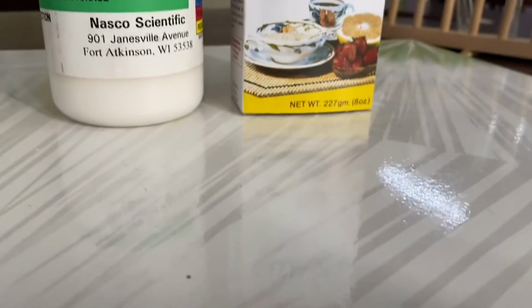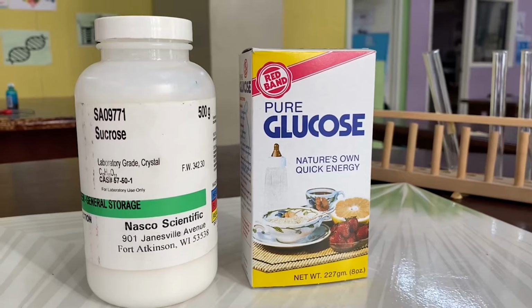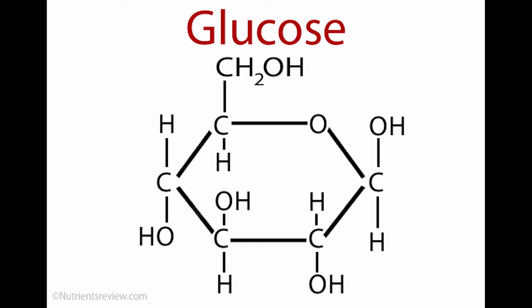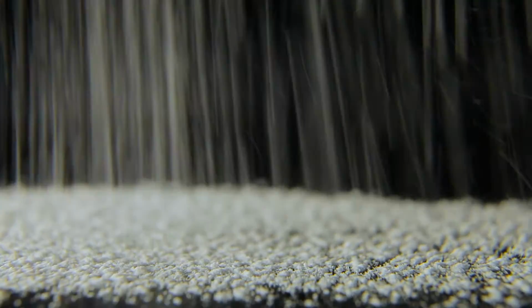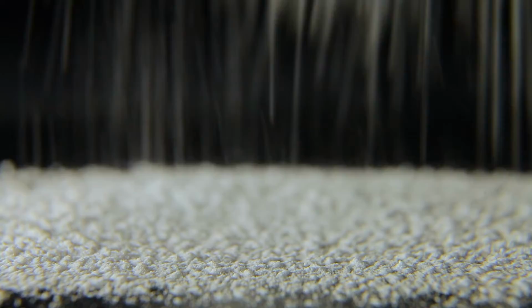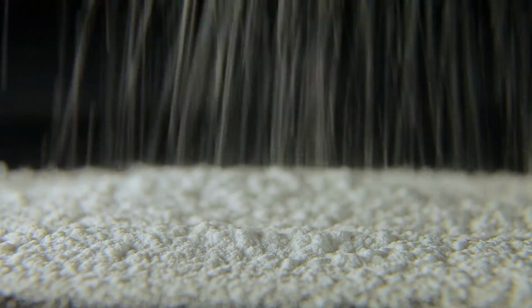The final test which we will be carrying out is a test for reducing and non-reducing sugars. A reducing sugar is one that contains a OH group on the central atom. This OH group allows this sugar to act as a reducing agent. Monosaccharides such as glucose and fructose are reducing sugars.